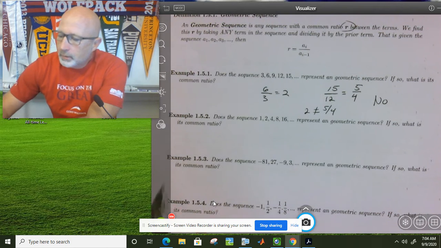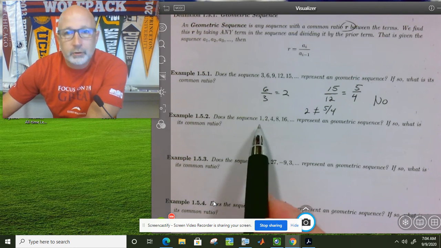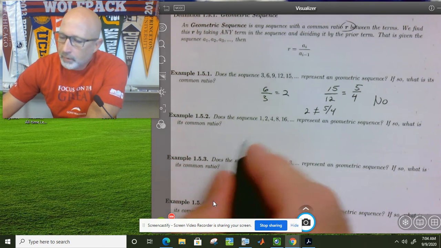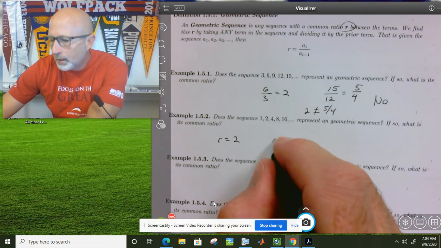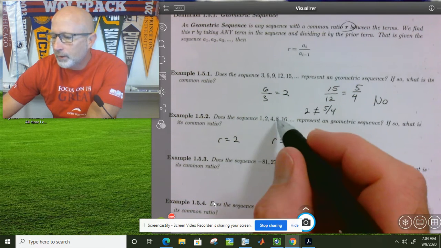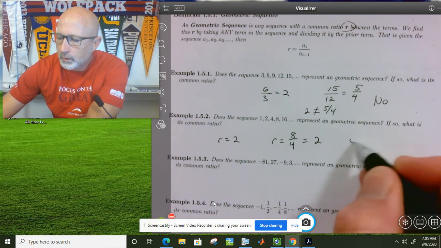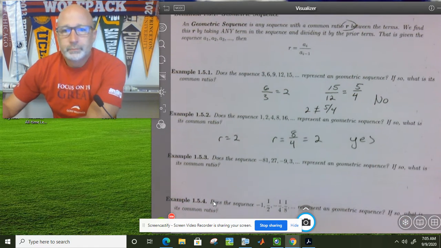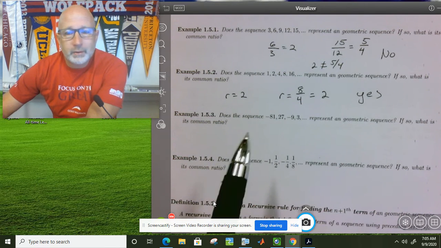Does this sequence represent a geometric sequence? Hopefully you can see that it does. You're just multiplying by 2 every time along the way, so r is equal to 2. If you don't see that, once again, you can pick any arbitrary value in that sequence, say 8, divided by the number that comes just prior to it, and you get 2. So yes, this is.